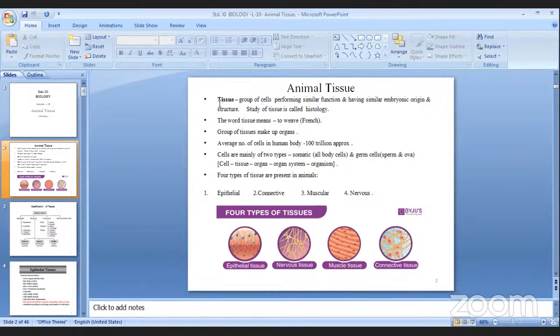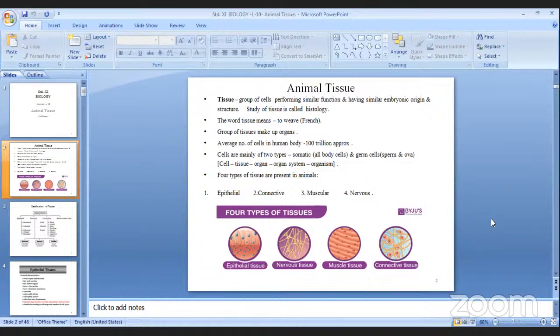Tissue is a group of cells performing similar function and having similar embryonic origin and structure. So the study of tissue is known as histology. The word tissue, in the French language, means to weave, right? Now, group of tissues make up organs. I've already told you here, very interesting students, that the average number of cells in the human body is 100 trillion approximately. And in this 100 trillion, there are 200 types of cells, okay?